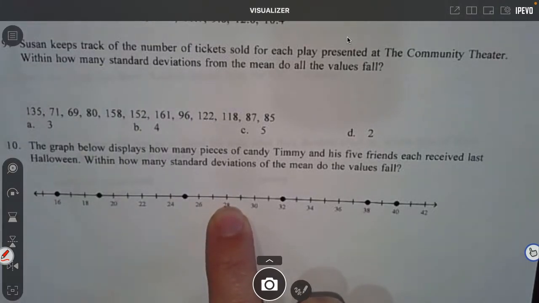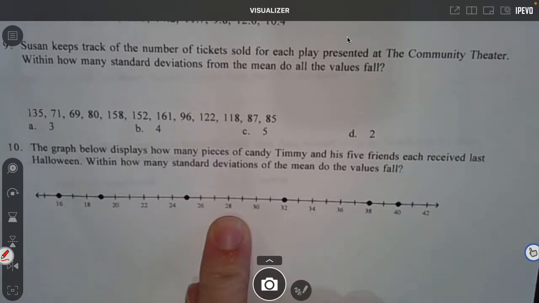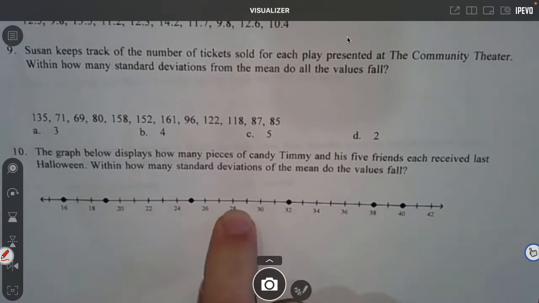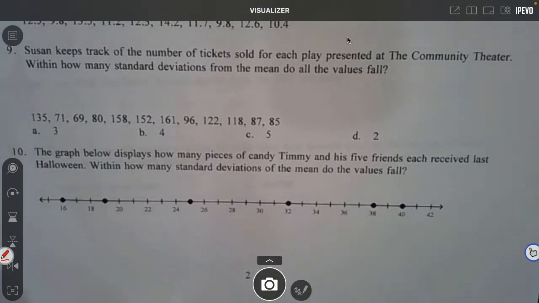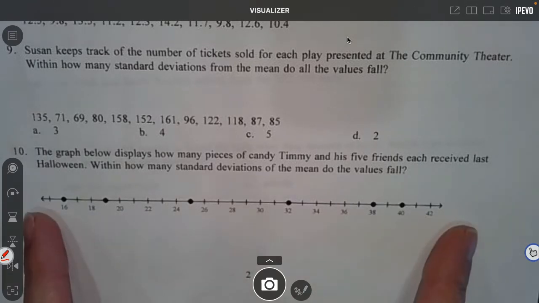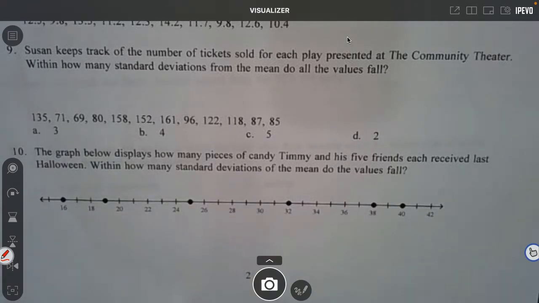Wait, what did you get for your mean? 28. Well, it's really 28.3. But I don't know if they want decimals. Wait, and our standard deviation is 9? Yep, it's 9. So does it fall within 1 standard deviation if I'm at 28 and I go up 9? No. Does it fall within 2 standard deviations? Yes. So that's your answer, 2.